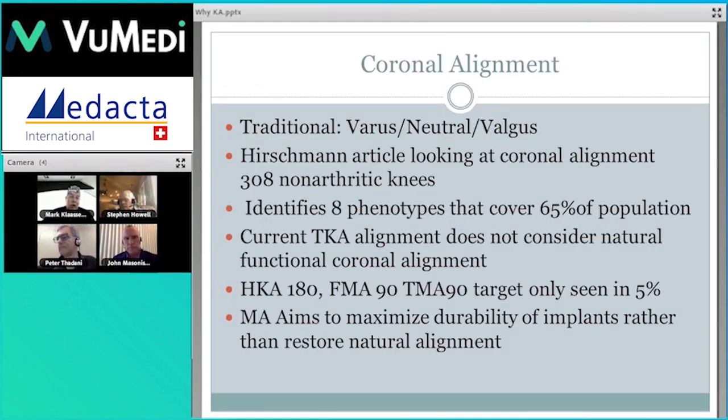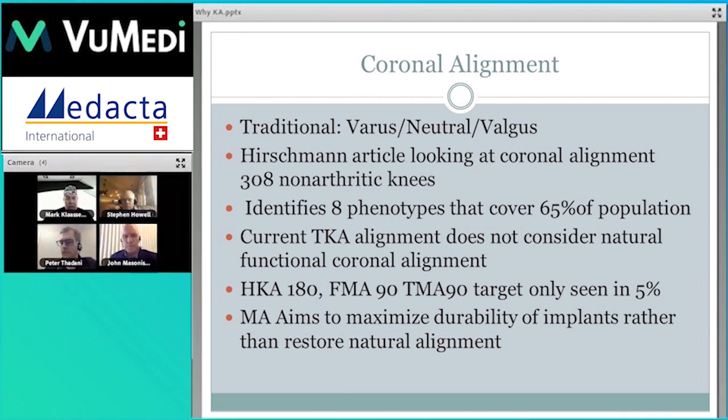For coronal alignment, traditionally we've looked at varus, neutral, and valgus, and that's how we've always looked at knees. What we're finding out, there's an article by Hirschman that's really pretty good. It looks at different phenotypes. It looked at 308 non-arthritic knees and identified 8 phenotypes, and there were many more than that. It's a rather complex article, but 8 phenotypes cover about 65% of the population.